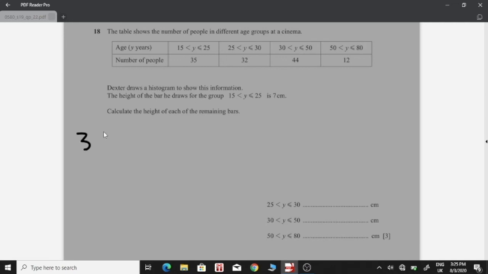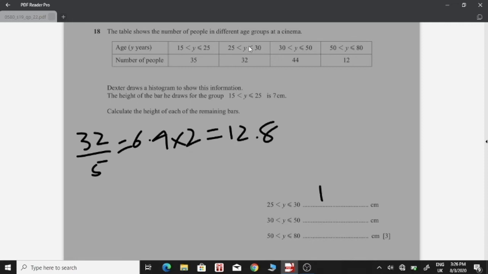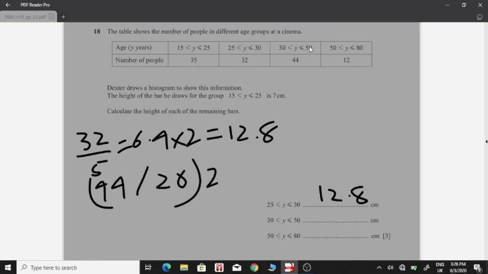So we have 32 divided by the range over here, which is 5, and this gives us 6.4. So we multiply 6.4 with 2, which is 12.8. This is the first answer, and we repeat the process. 44 divided by the gap between 30 and 50, which is 20, and then we multiply the answer with 2, and this gives us 4.4. Similarly, 12 divided by the gap between 50 and 80, which is 30, and we multiply the answer with 2, and that becomes 0.8.